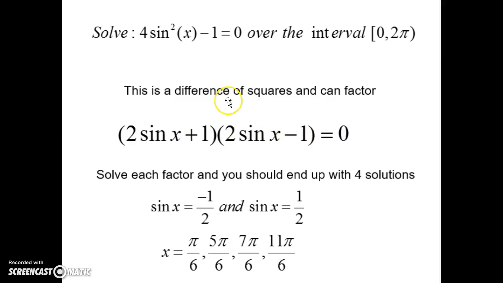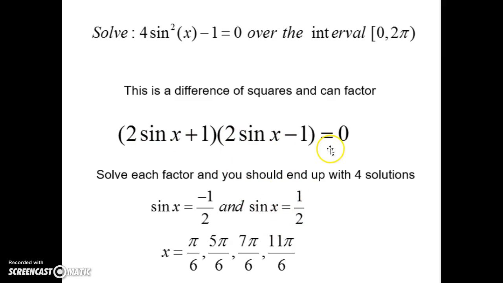Remember that we solve anything that involves a quadratic-like function. We're going to set each factor equal to 0 and solve for our variable. Here, what we do in trig is we solve for our trig function. So I would set 2 times the sine of x plus 1 equal to 0. I would subtract 1, I would divide by 2, and so that's where this solution comes from. And then I would set 2 times the sine of x minus 1 equal to 0. I would add 1 to both sides and divide both sides by 2.